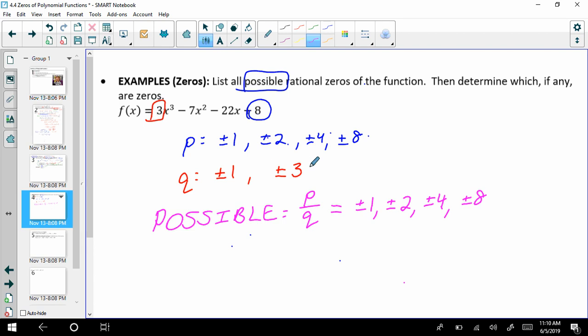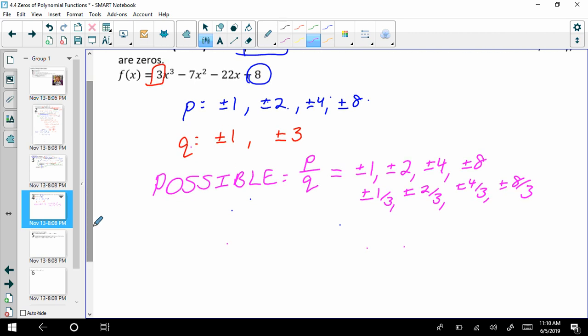But there's another Q. So I'm going to do it again. 1 divided by 3, plus minus 1/3. 2 divided by 3, plus minus 2/3. 4 divided by 3, and 8 divided by 3. So I'm taking all the P's divided by all the Q's. I don't really care what order you write them in.